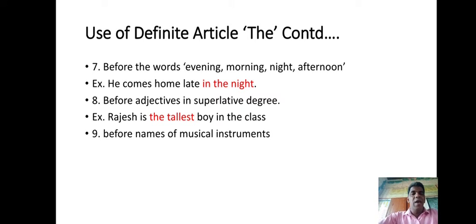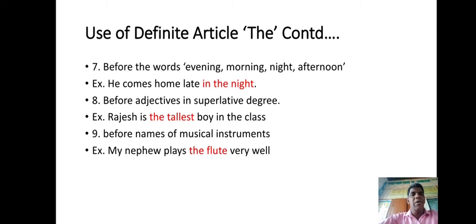Next, we can use the article "the" before the names of musical instruments. For example, my nephew plays the flute very well. So here flute is a musical instrument, and that is why it is preceded by the article "the". Similarly, you can write the drum.